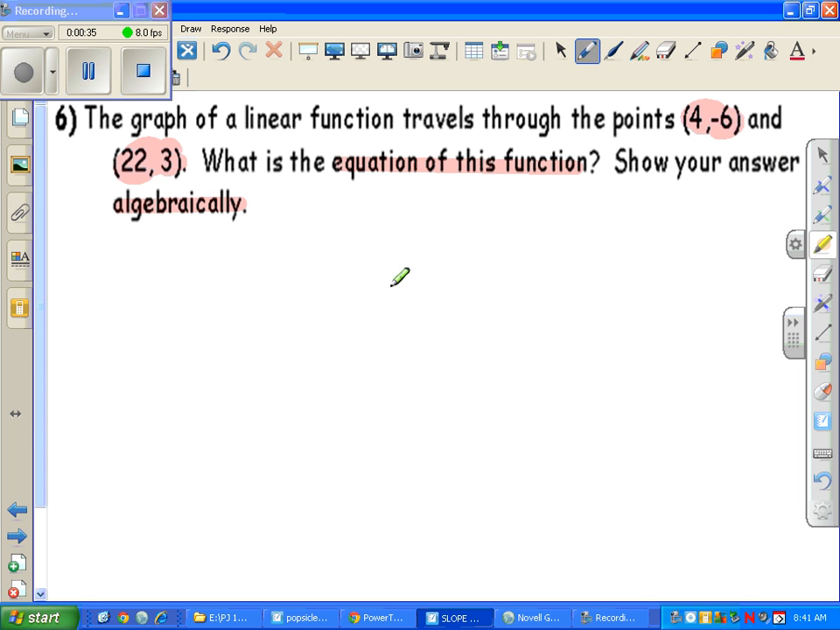Algebraically, in this case, would mean without the use of a graph. We could try and put this on a graph. It would be a little bit inefficient. We would have to be counting back a number of units to find the y-intercept, and we'd have to be making a large triangle to find the slope.